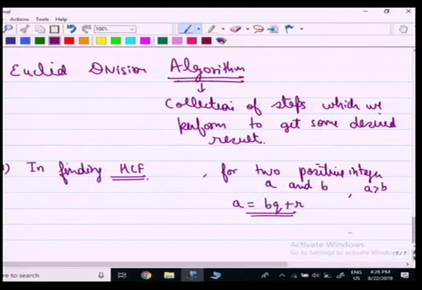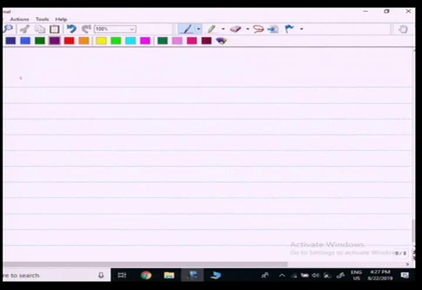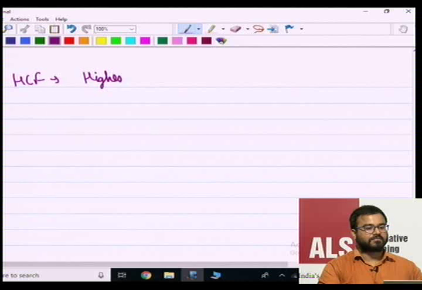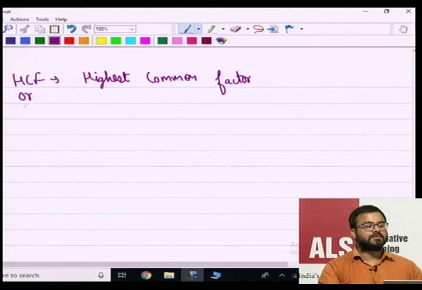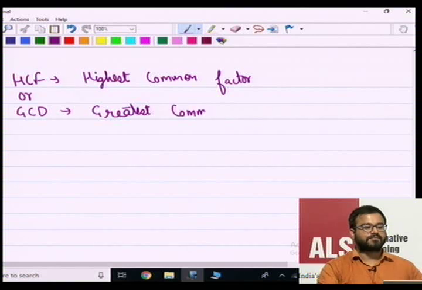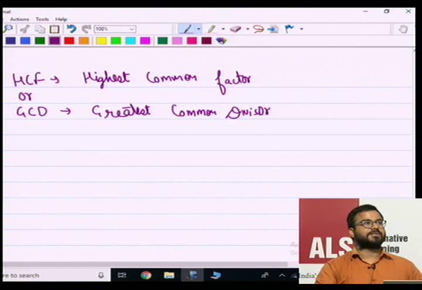Yes, highest common factor. The other name for HCF is GCD. Sometimes the HCF is also known as GCD, which stands for greatest common divisor. So either you can say HCF or you can say GCD.